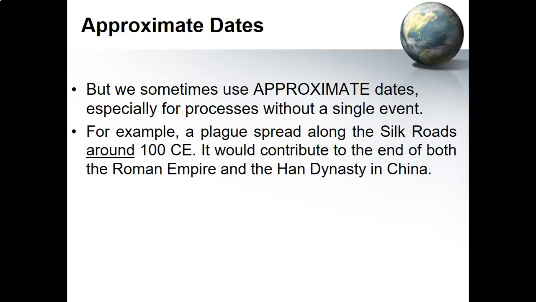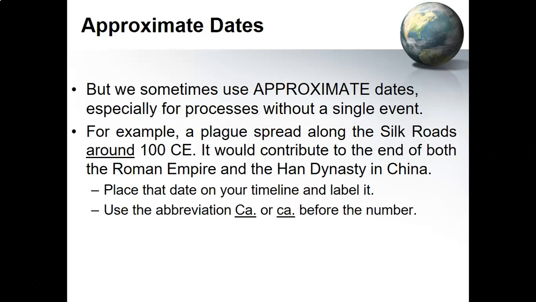It's not like one day all of a sudden all of Eurasia was covered in this plague. It's a slow process. So we're talking about an approximate date, around this date. Now, when you put that on your timeline and label it, the 100 CE part is probably not that difficult. But what you need to know now is we use the abbreviation CA, could be capital C or not, it frankly doesn't matter, that comes before the number.